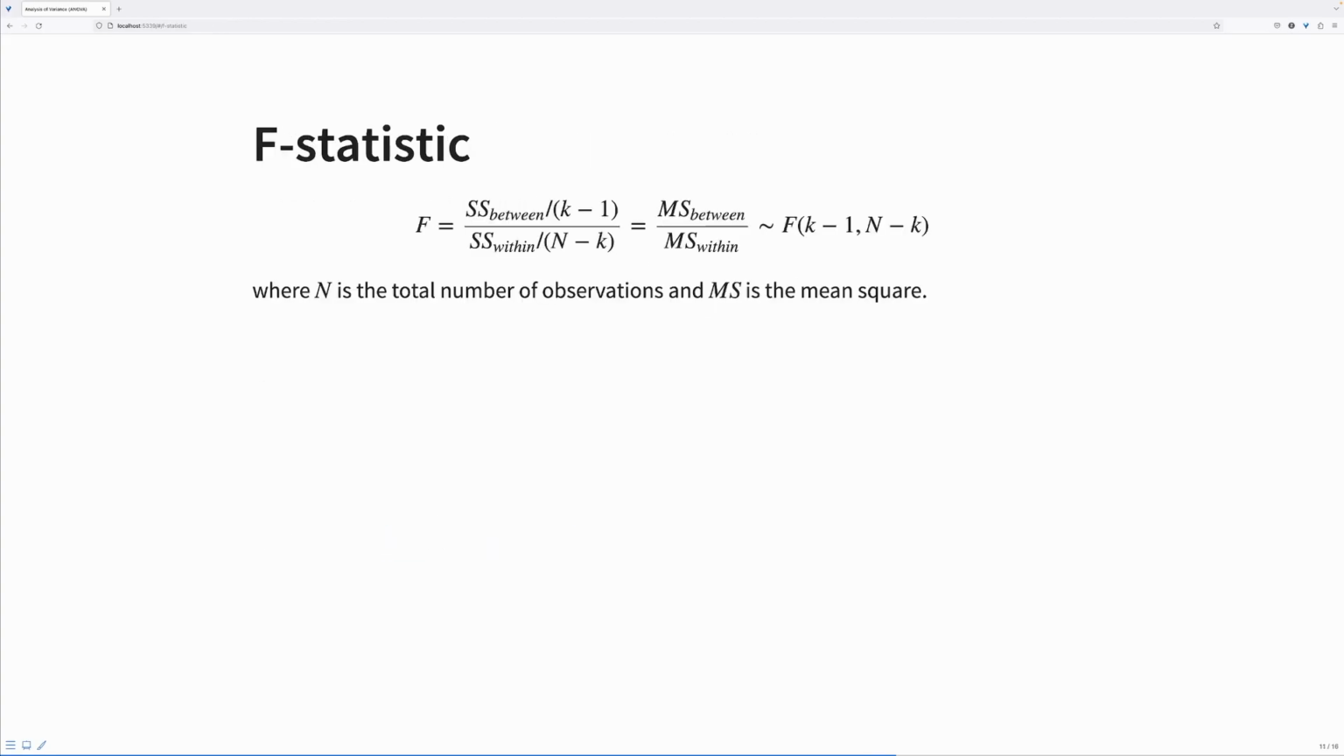And then we have the F-statistic. So the F-statistic is equal to sum of squares between divided by k minus 1, over SS within divided by m minus k. So SS divided by degrees of freedom is also called the mean square. So the test statistic follows an F distribution with two parameters, which are degrees of freedom.